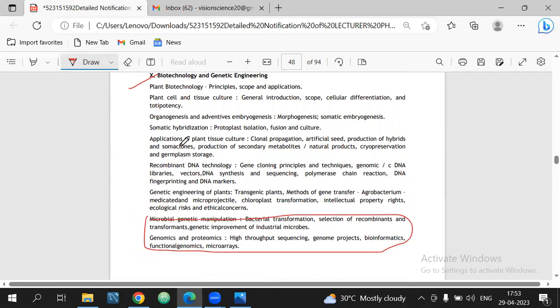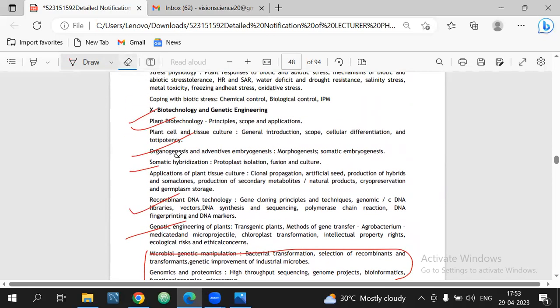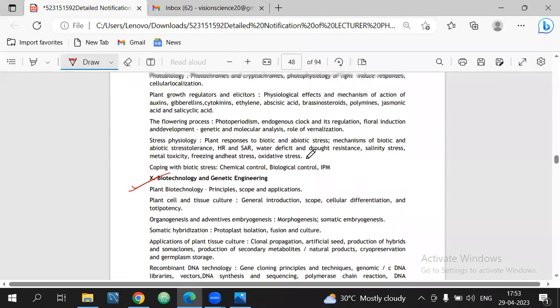Remaining everything is the same. Here also you have to study multiple reference books. For rDNA, one reference book we have to study. For plant biotechnology, for organogenesis, somatic hybridization, tissue culture, we have to study a different one, including the transgenic plants also. So you need not worry about it. With the help of PPTs and my PDFs only, I will cover A to Z.